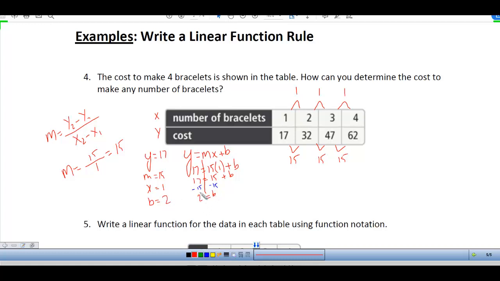And I see that the b value is 2. So then my equation for this is simply y equals my m, 15, times x, plus 2. And if I want to change this into a function rule, all I do is swap out this y. I'm going to go ahead and write it as f function of x. So the only change there is that the function rule is simply replacing that y, that output, with f of x, that notation.